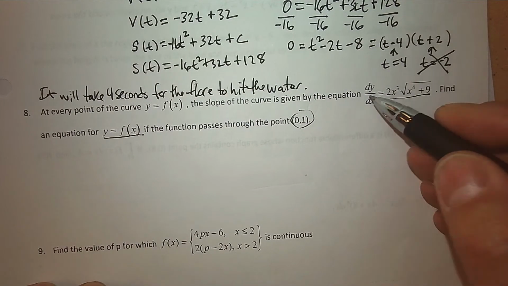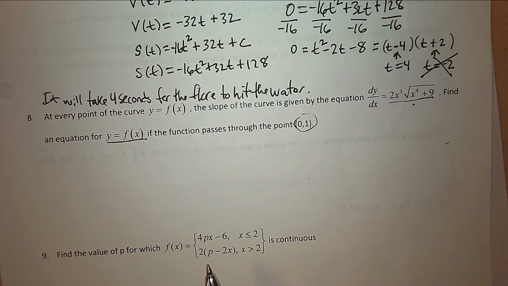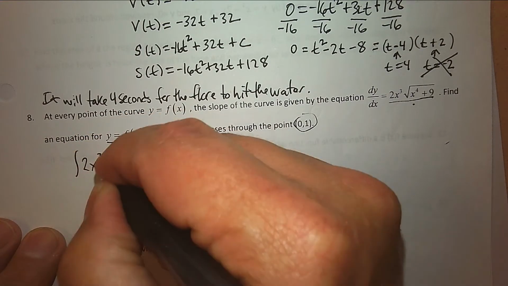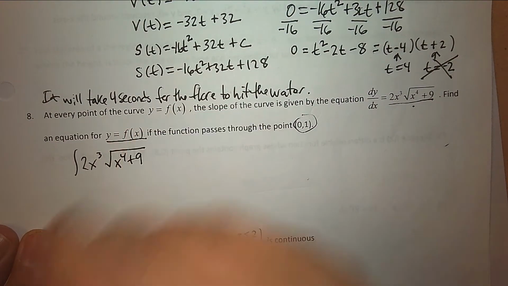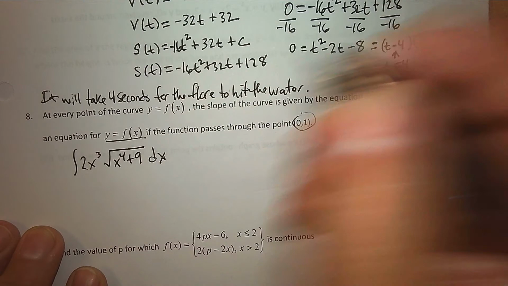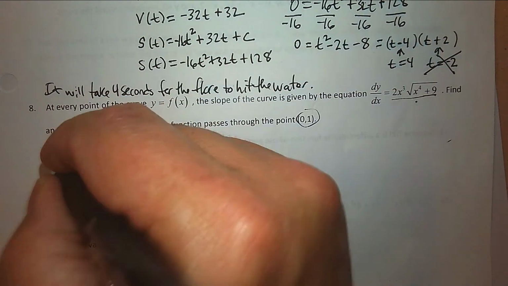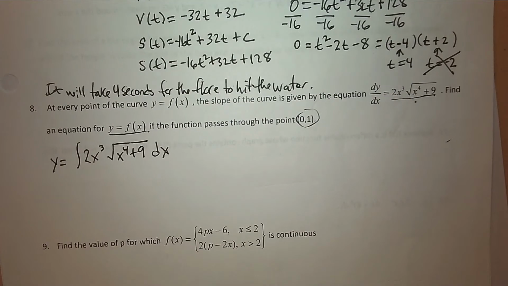So I'm given the derivative. I'm asked to find the function. How would I do that? I would integrate. So I'm integrating 2x cubed times the square root of x to the fourth plus 9. Now the question is, how would I integrate that?